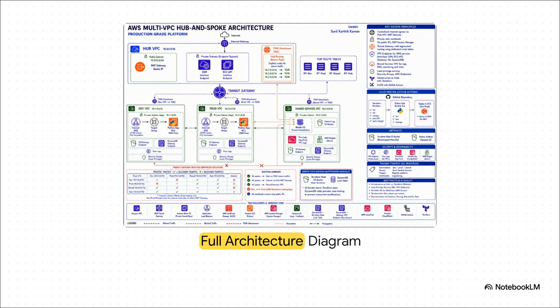Connected to it via that central transit gateway are our spoke VPCs. We have a dev VPC, a prod VPC, and a shared services VPC. We're enforcing strict environment isolation right at the network layer, which means dev and prod literally cannot communicate directly. Plus, we're operating on a strict least privilege model. There are absolutely no public IPs for workloads, zero SSH access, and no bastion hosts anywhere in this entire design.